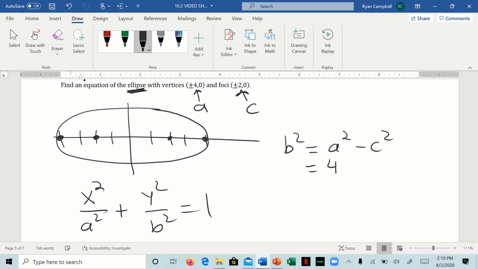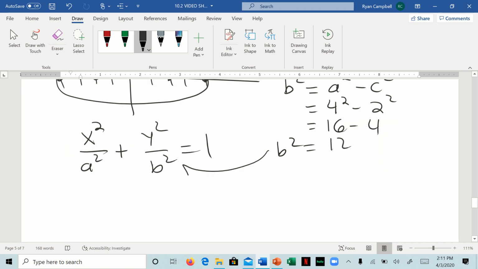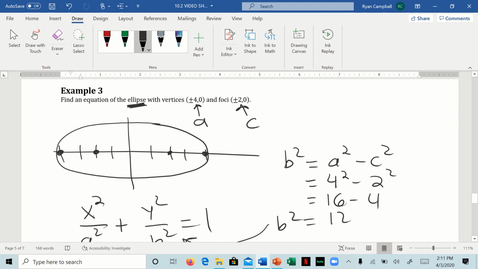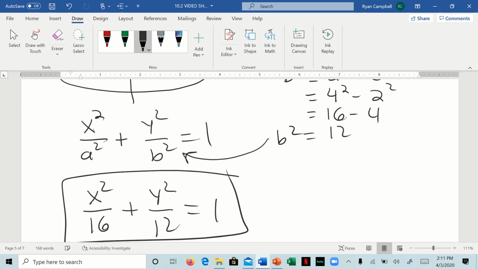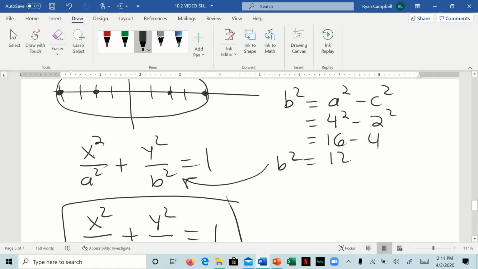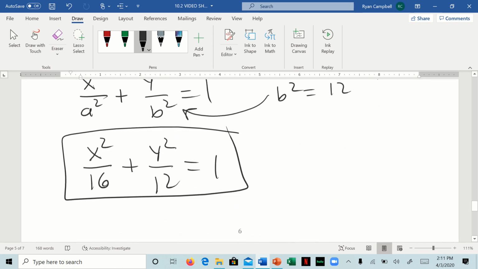So we get 4 squared minus 2 squared, which is 16 minus 4, which is 12. And we can't go all the way down and figure out what B is, but we don't need to, right? The only thing we need to do is figure out what B squared is. So we're basically done. So we know that our equation is x squared over 4 squared, right, which was 16, plus y squared over 12 equals 1. And that's our answer. We're done. Didn't ask us to find anything else.